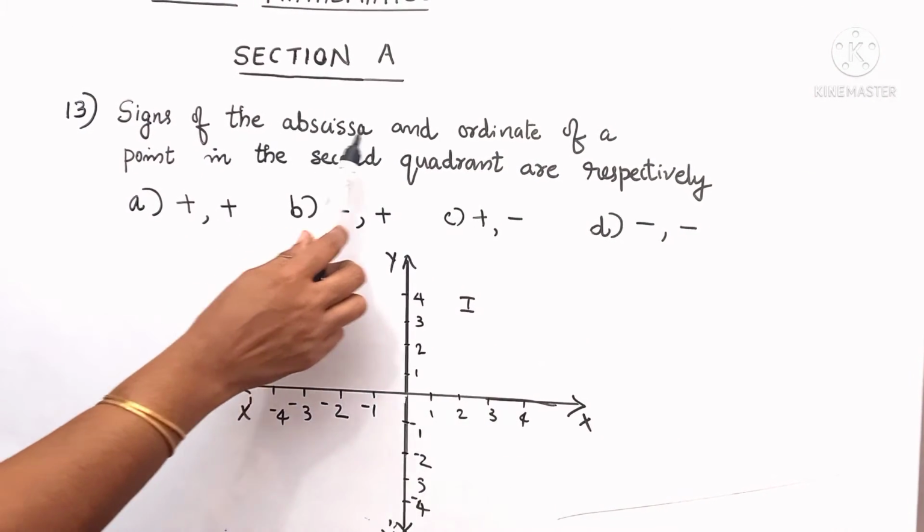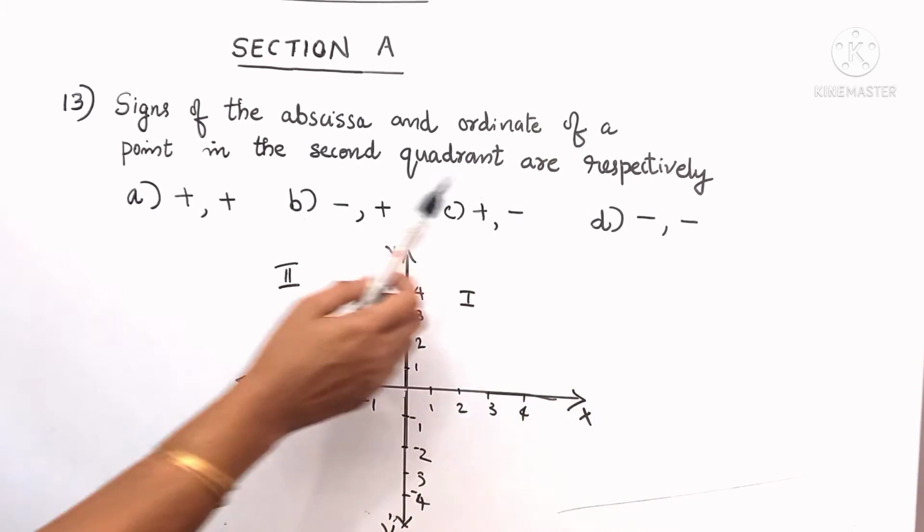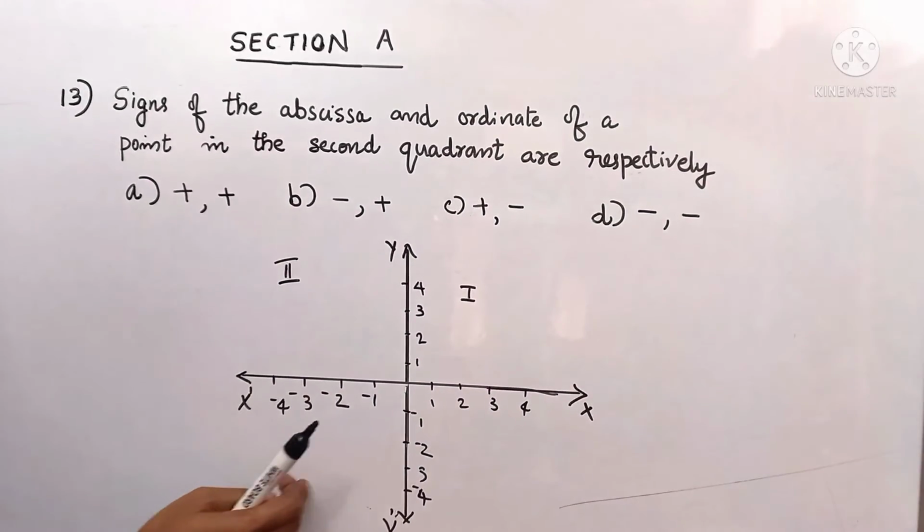Signs of the abscissa and ordinate of a point in the second quadrant are, respectively. Here I have drawn that picture.